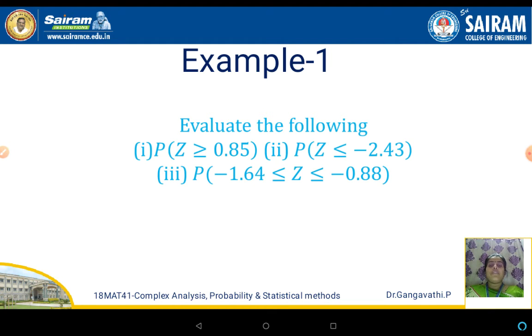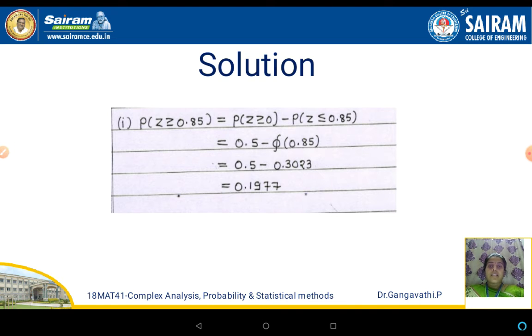Evaluate the following. The first one asks us to evaluate P of Z greater than or equal to 0.85. The second one is P of Z less than or equal to minus 2.43. And the third one is P of minus 1.64 less than or equal to Z less than or equal to minus 0.88. There are three cases which we need to evaluate here. So consider the first one.